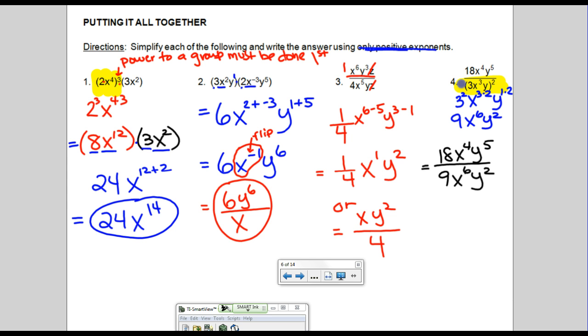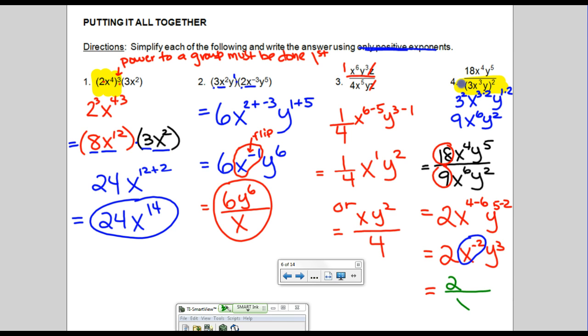Okay, so now I'm dividing, and when I divide, I can subtract powers. But again, your original coefficients, 18 and 9, they get divided like normal. So 18 divided by 9 is 2. So then we have an x to the 4 take away 6, and we have a y to the 5 take away 2, which gives you 2, x to the negative 2, y to the 3rd. And then to get rid of that negative 2 on that power x means I have to flip him around because he has the negative power. 2 stays on top. X to the positive 2nd flips to the bottom. Y to the 3rd.